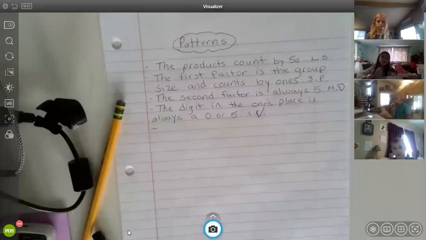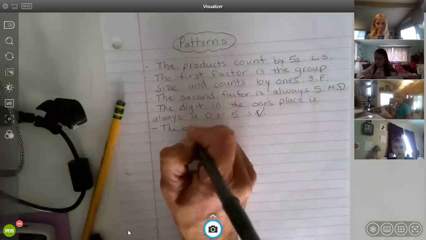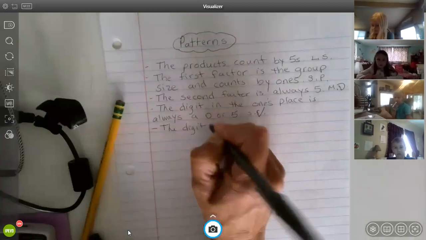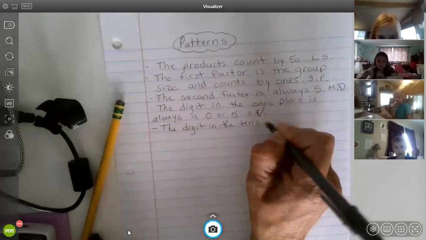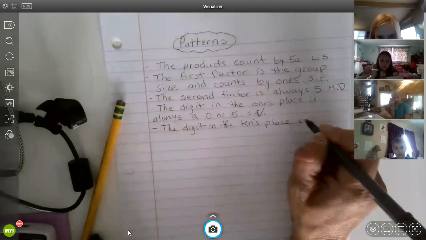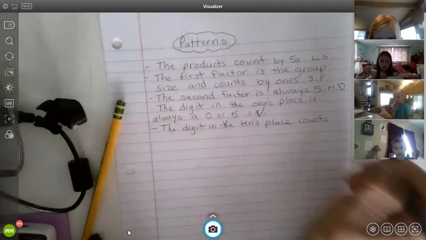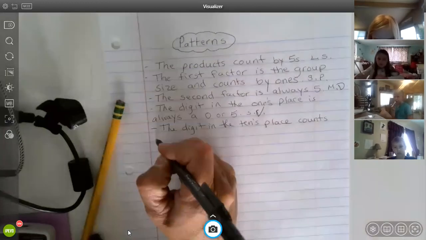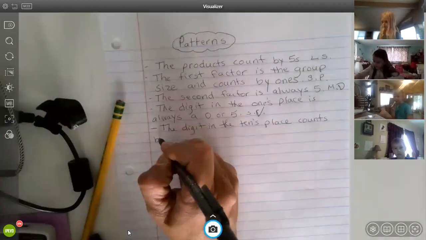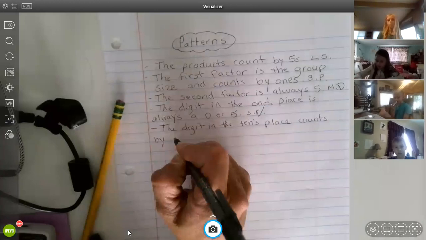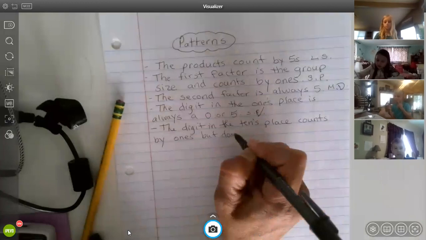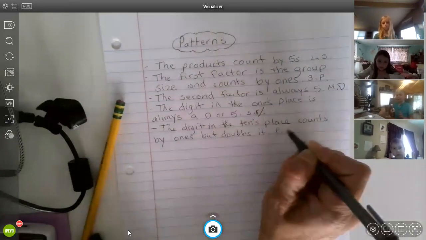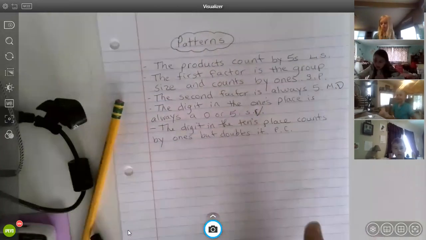So the digit in the tens place counts, I don't even know how to say that, counts by ones, but doubles it. Is that okay, Paxton? Does that work for you? Okay, great job, you guys.